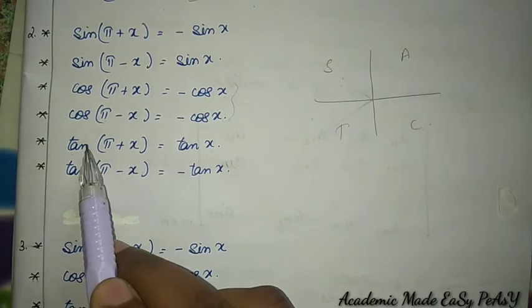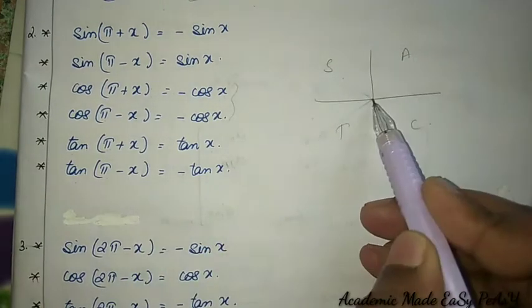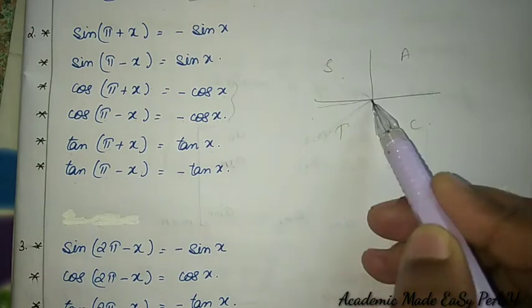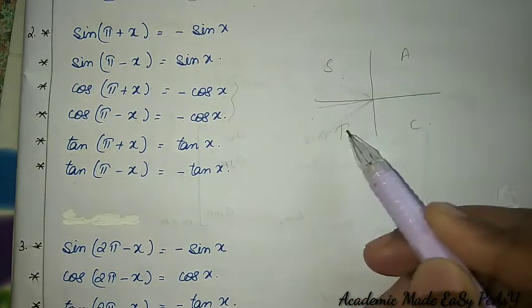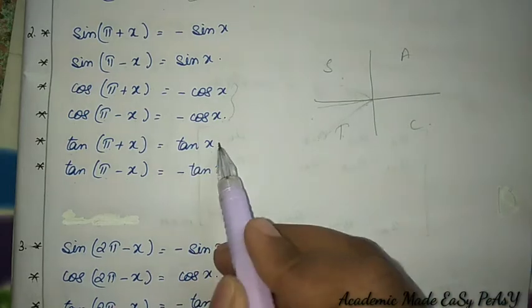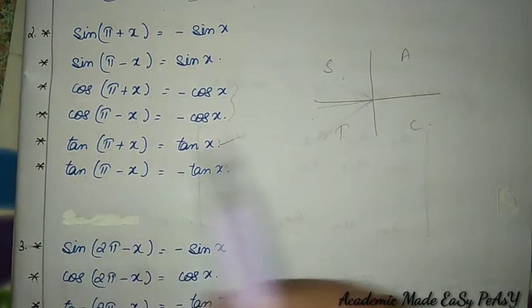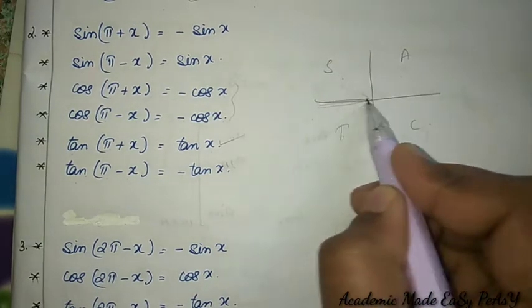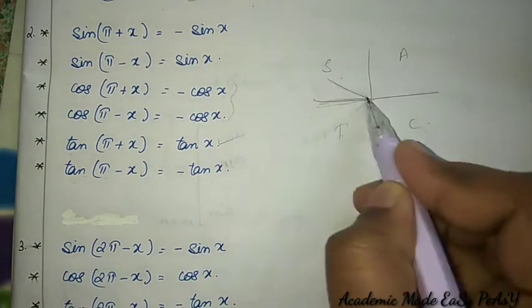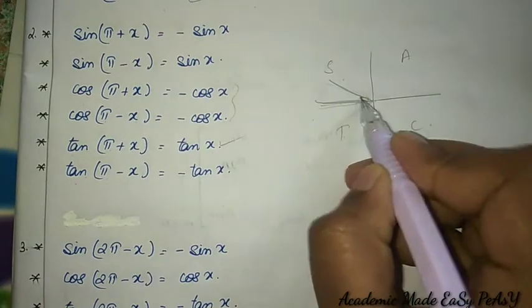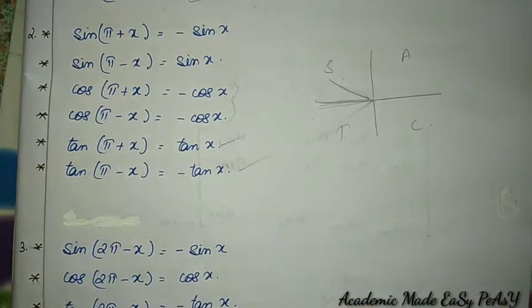Next here, tan pi plus x. What is pi plus x? Pi is here, plus x means it will be over here. Is tan positive here? Yes, of course tan is positive over here, so therefore it is positive. Next for tan pi minus x. This is pi, minus x means it will be in this quadrant. In this quadrant tan is negative, so therefore it is negative. I think this set of properties will also be easy for you all.